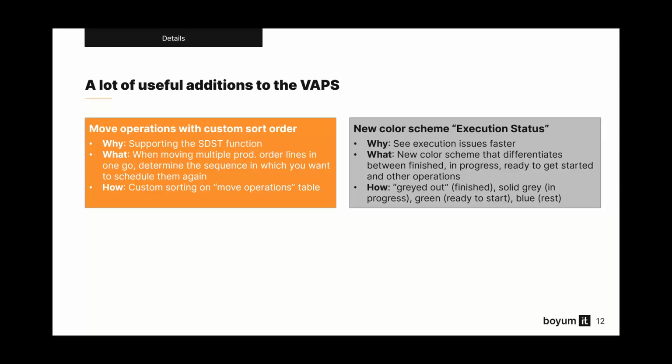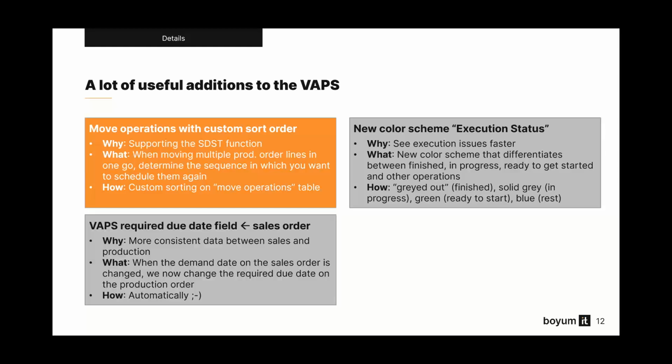With the color scheme, we define 4 colors. We gray out, as you know it from the VAPS, the ones that are finished. In solid gray you will see the ones that are in progress. Green are those that are ready to start, and blue is the rest. And the interesting thing is that this will also help you identify some data issues. If you see something grayed out, and after that blue, and then after that solid gray, so in progress, then you know, okay, actually this cannot be, and it will tell you at one glance that somebody forgot to post, or something in the posting process went wrong.